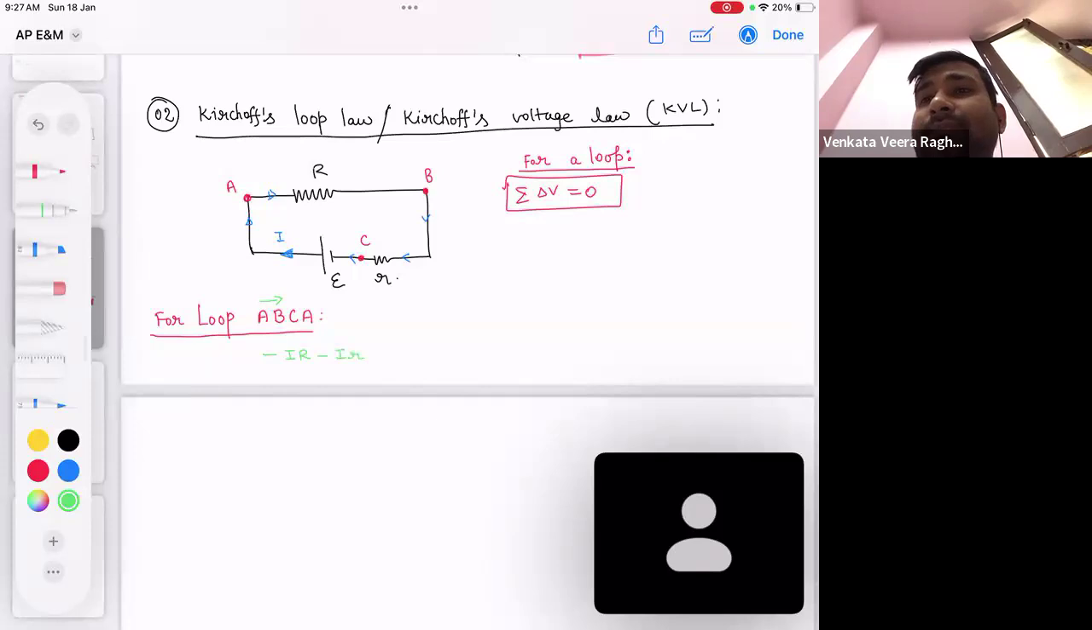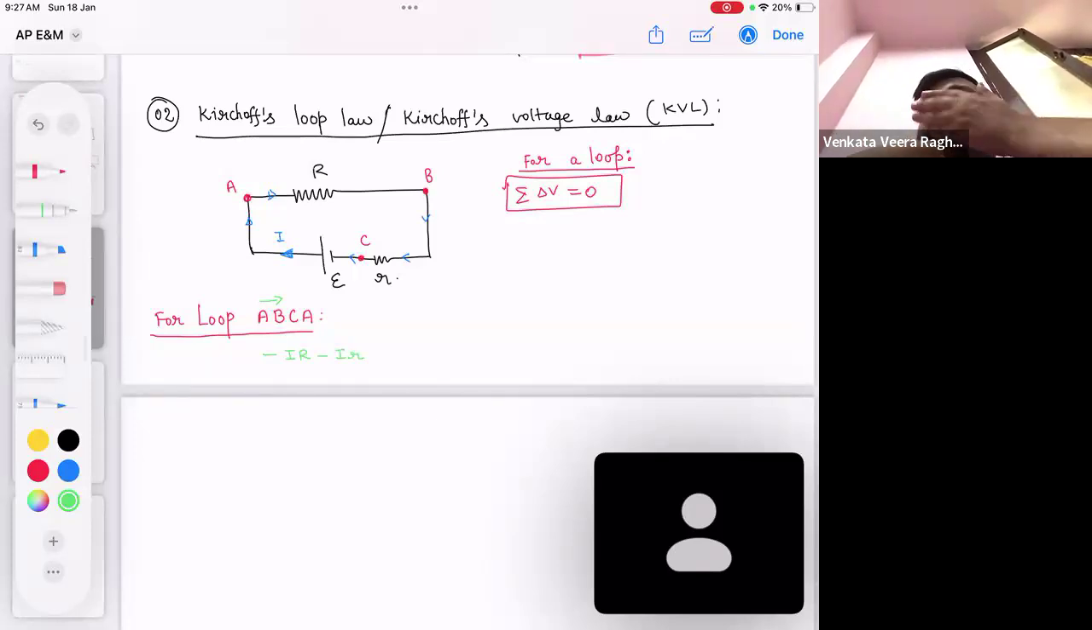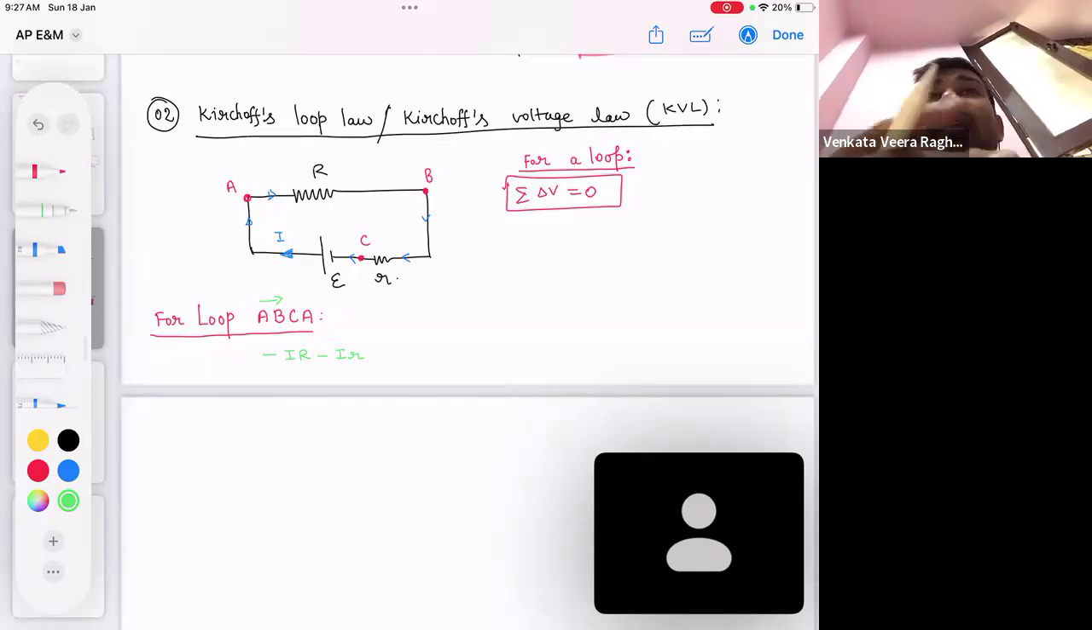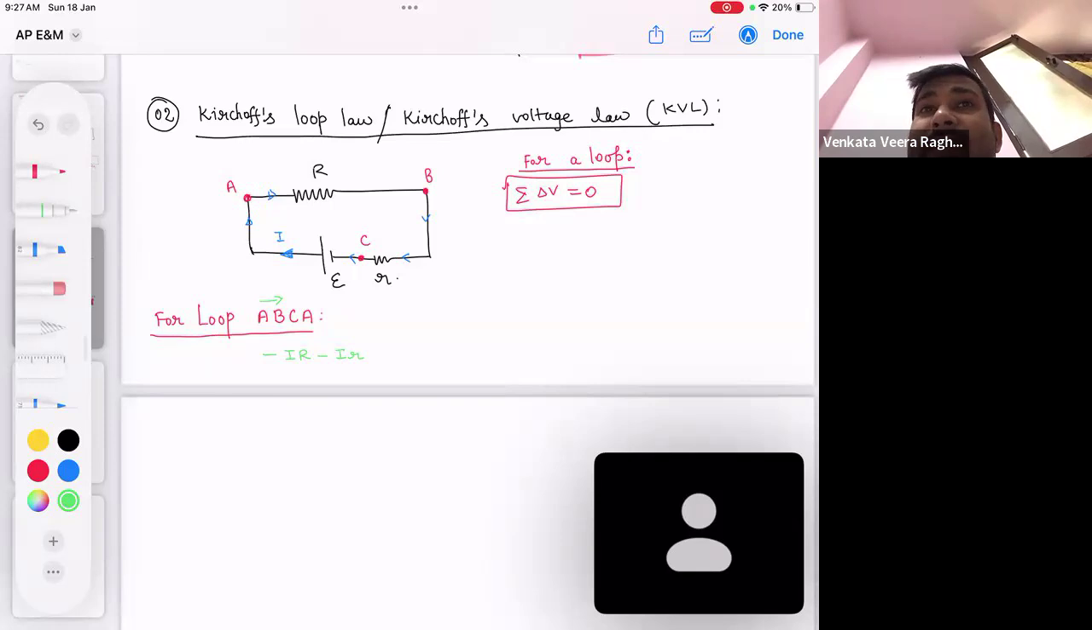Now C to A. C to A, there is a battery in between, isn't it? When you are going from C to A, then what do we have? There is a battery in between. So how do we decide high and low potential in case of a battery? In case of a battery, we should see the polarity of the battery.